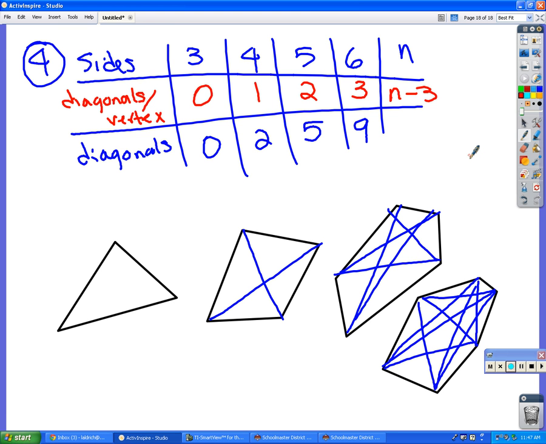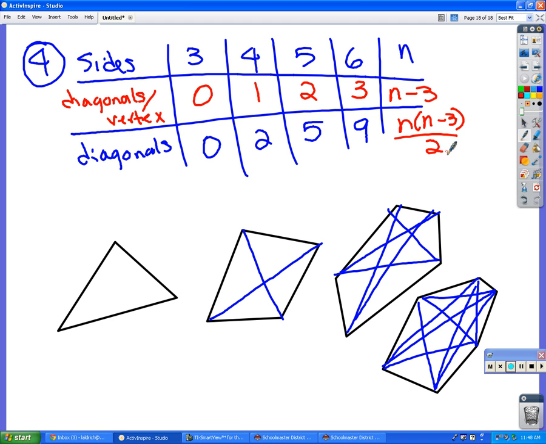So 3 times 0 is 0, so that would work for this one. But 4 times 1 is 4, and we want 2. So Byron said if you cut that in half, you'll get 2. 5 times 2 is 10, cut in half is 5, and 6 times 3 is 18, cut in half is 9. And so our formula appears to be that one right there. Okay? So very, very tricky. A lot of extra stuff that you have to do there to come up with that. But now that we have that formula, we can figure out the answer to their question.